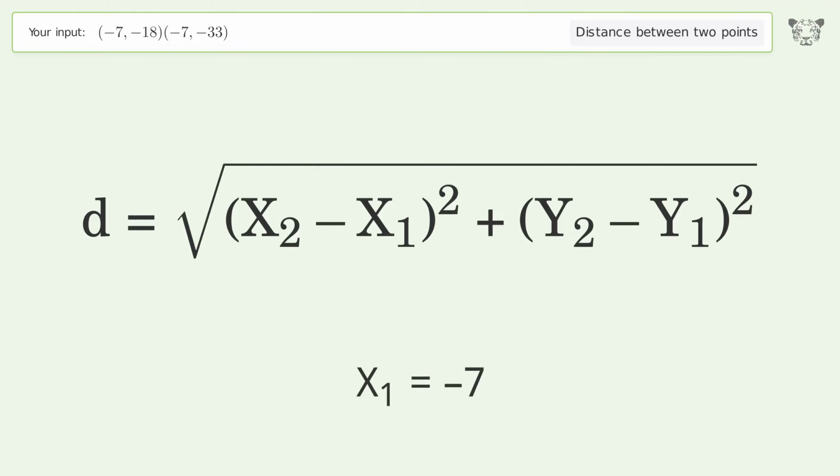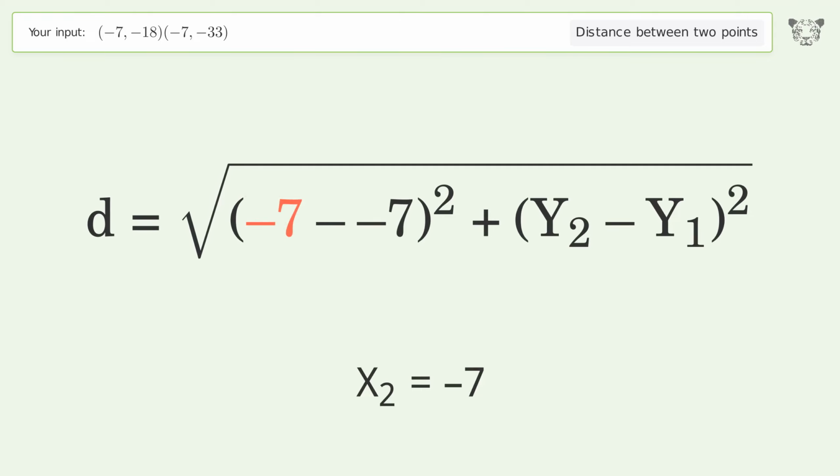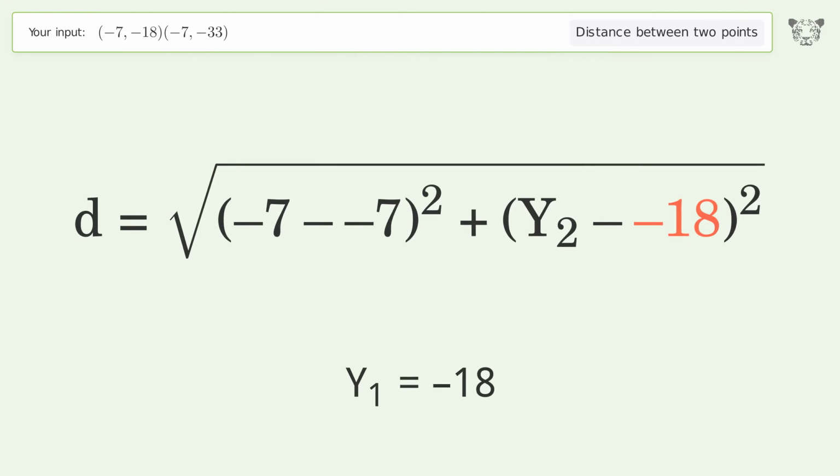x1 equals -7. x2 equals -7. y1 equals -18. y2 equals -33.